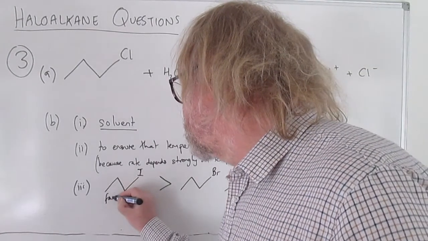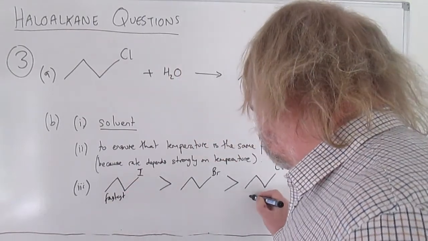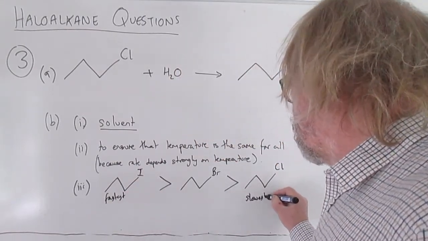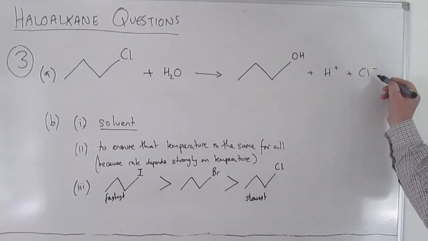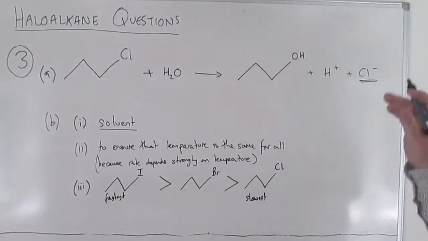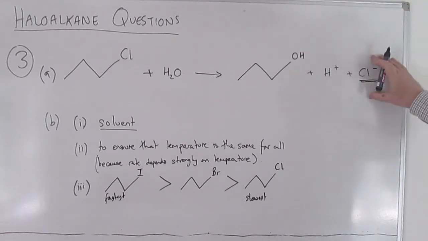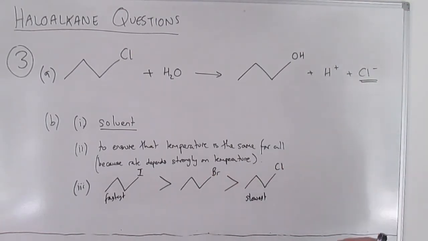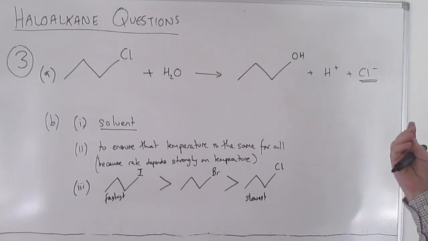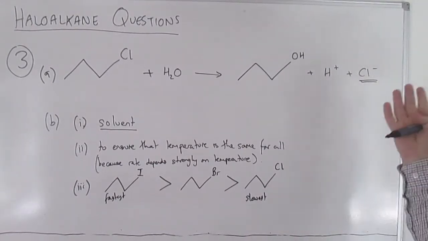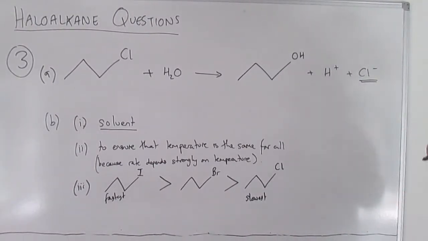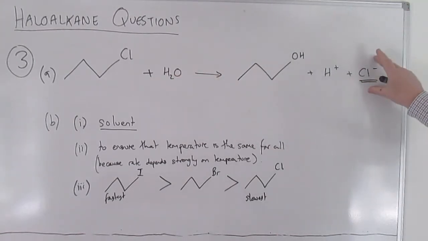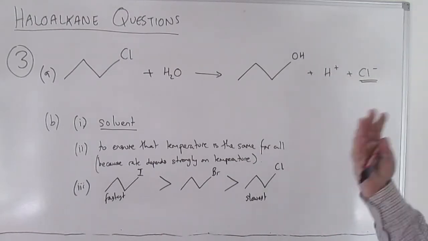So fastest and slowest. And how would you know that? Well, remember, as soon as these halide ions, the chloride ions, bromide ions, or iodide ions are formed, they precipitate out, because the reaction between those ions and the silver ions is really, really fast. So effectively, the rate at which the precipitate appears is controlled by this hydrolysis reaction. As soon as the ions are formed, they precipitate out.